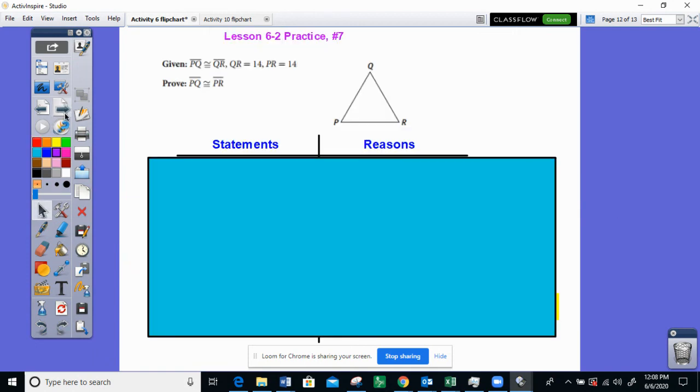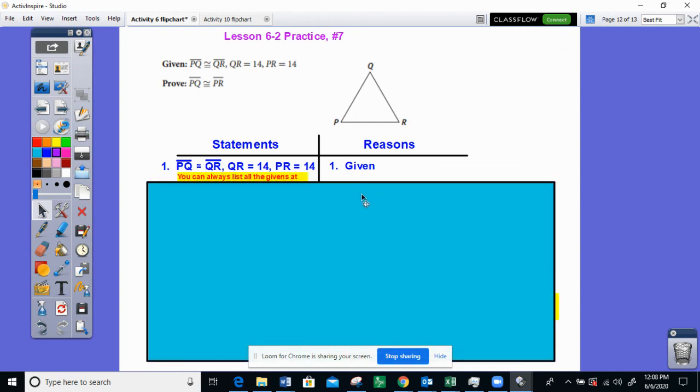Okay, one last proof here. This is number 7 on the lesson 6-2 practice. So this is another one where we have to do it all on our own. There's no blanks. They just give us the given information. They give us the statement we're trying to prove. We've got to go for it.